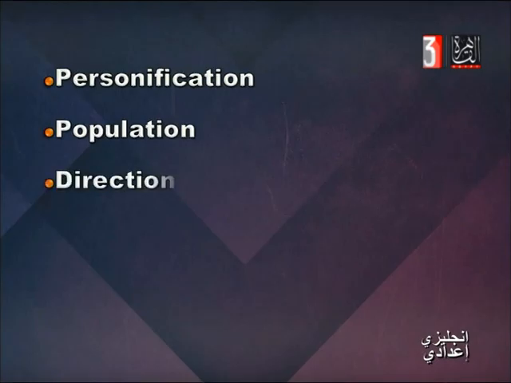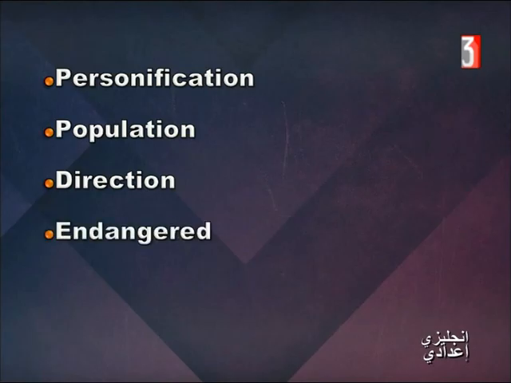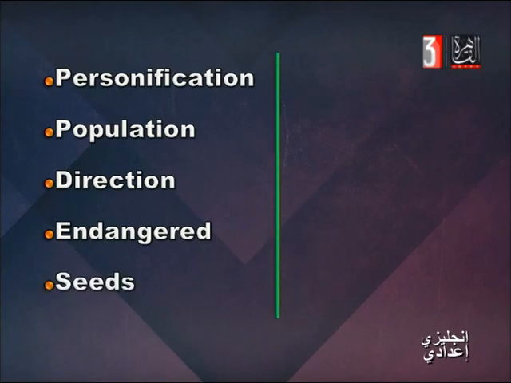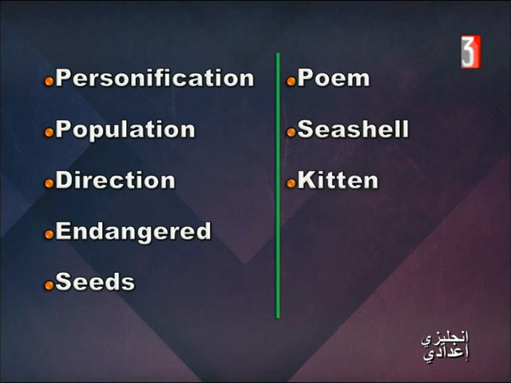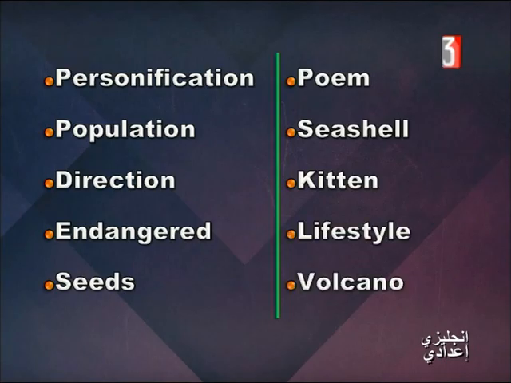We have population, عدد السكان, population. We have direction, اتجاه, وجاي منها noun director. Endangered, مهدد بالانقراض. We have seeds, بذور. We have poem, قصيدة. We have seashell, اللي هي الأصداف بتاعة الشاطئ. We have kitten, the baby cat is called kitten. Yes. We have lifestyle. We have volcano, burkane.